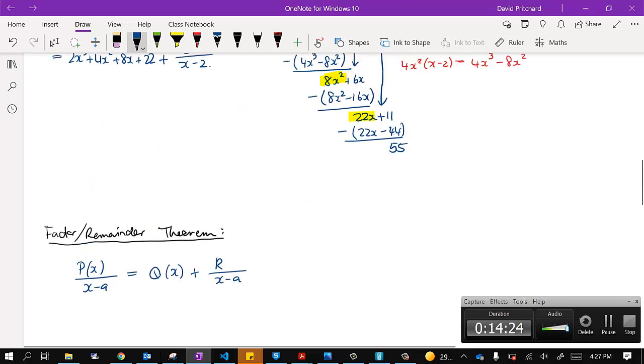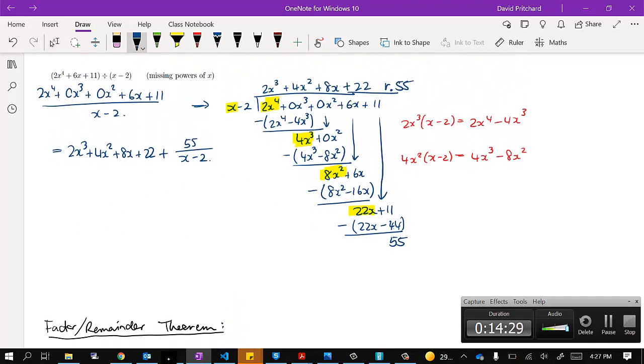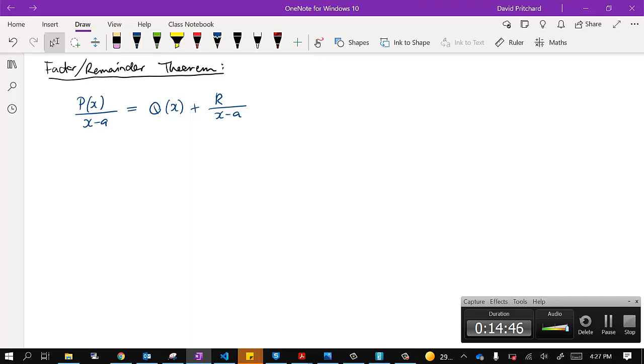So that's really similar to the pattern that we've got there, right? We've got some polynomial divided by a linear factor, and we ended up with a quotient and some remainder over that same linear factor. Now, this is where it gets kind of cool. If we multiply everything by x take a, then we end up with p of x is equal to that quotient multiplied by that linear factor plus the remainder. So if we multiply by x take a and divide by x take a, it kind of cancels out.